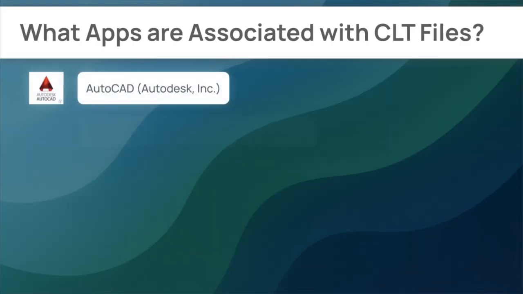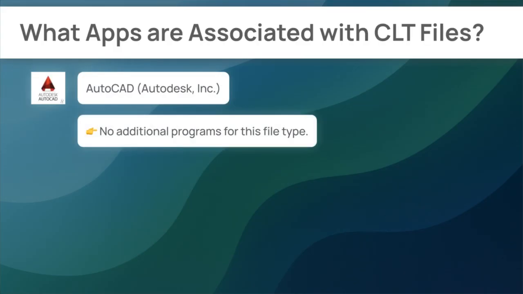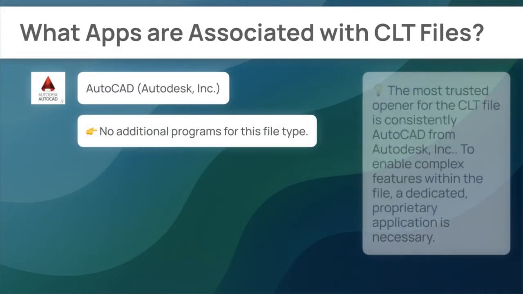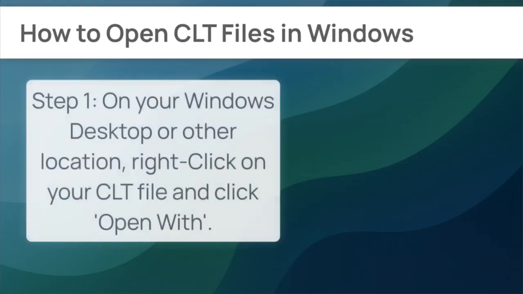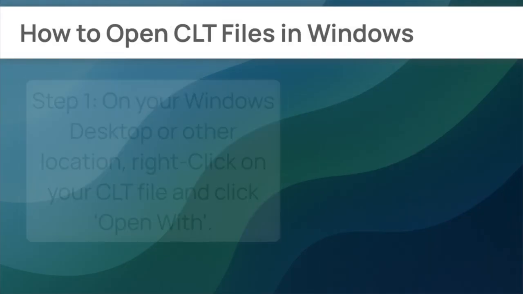The specialized program designed to handle CLT is AutoCAD by Autodesk, Inc. To enable complex features within the file, a dedicated proprietary application is necessary. Windows may open these files in a text or config editor, but modifications should be made only when their impact is clear. Your key action: right-click the CLT file and choose Open With.